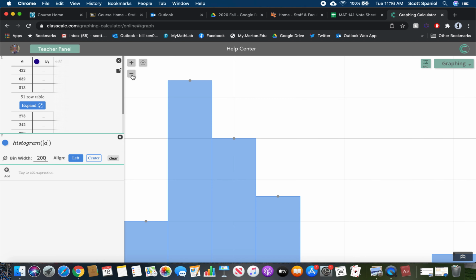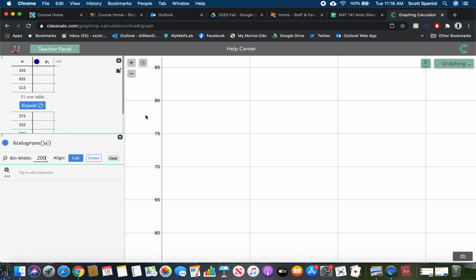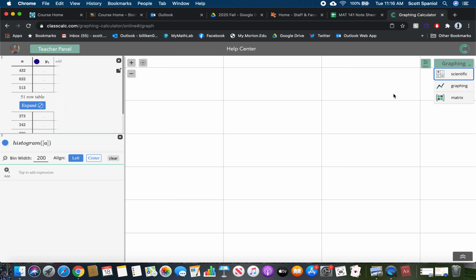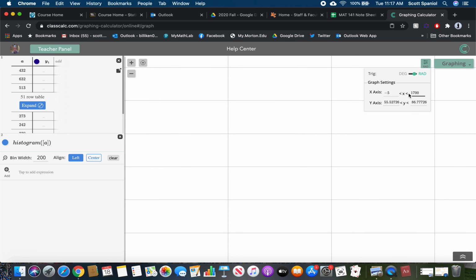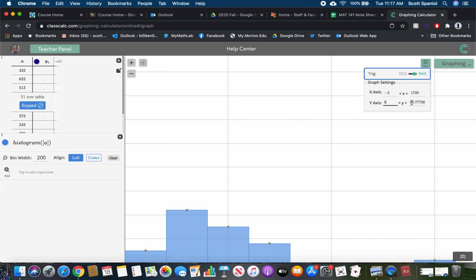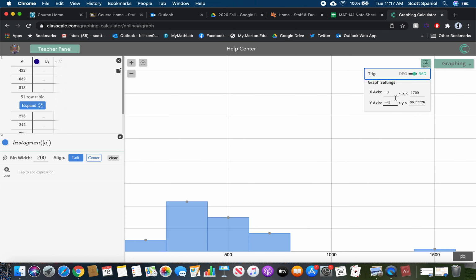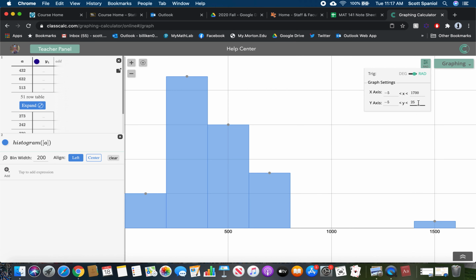Okay, and if you wanted to zoom out a little bit, ooh, it zoomed out a lot. So that didn't work really well. Let's try this one more time. So I'm going to put -5. And then I want to go over to be bigger than my largest class. So let's call it 1700, because my largest class is about 1600. And then for y, we're going to go from -5 to 25.